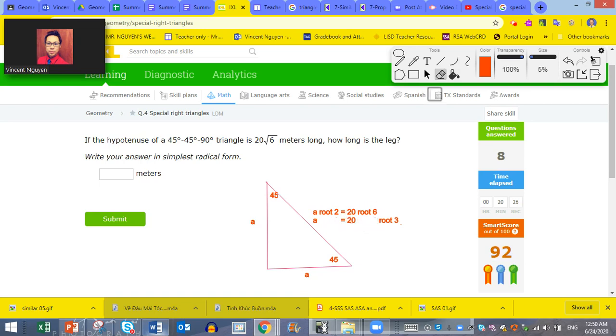I can divide both sides by root 2. So look at that. Look at your answer. Your answer now is A equal 20 root 3. Aha! Oh my gosh, that is so easy.